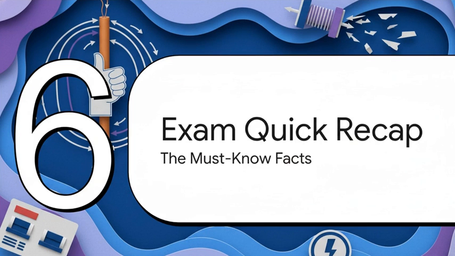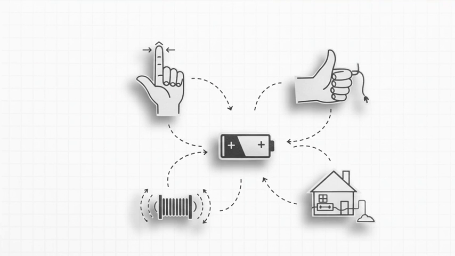Phew! All right, we have covered a lot of ground. So before we wrap this up, let's do a quick rapid-fire recap of the absolute must-know facts for your exam. Okay, let's nail these down. Number 1, electric current makes a magnetic field. 2, we draw this field with lines that loop from north to south. 3, the right-hand thumb rule tells you the field's direction. 4, Fleming's left-hand rule tells you the force's direction. 5, a solenoid is basically an on-off electromagnet. And 6, fuses and earthing are what keep you safe at home.